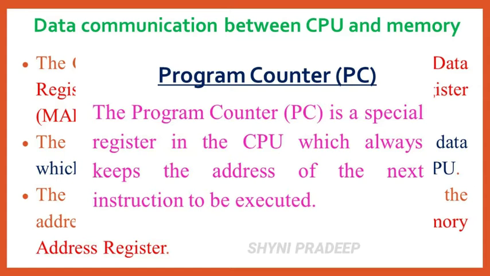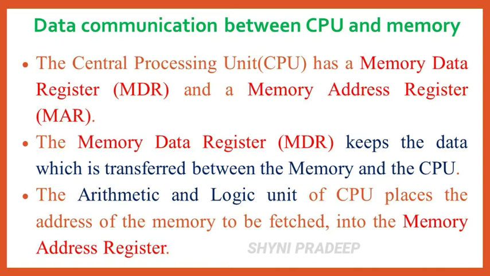So the address of the next instruction will be available in the program counter register, but the arithmetic and logic unit of the CPU places the address of memory to be fetched into the memory address register. So in the memory data register, data will be stored, and in the memory address register, the address of data will be stored. What do you mean by bus?